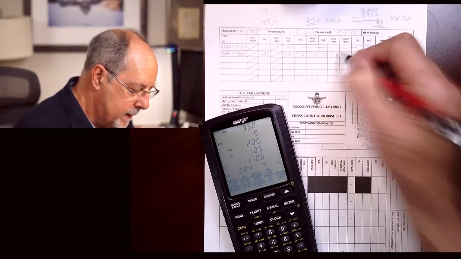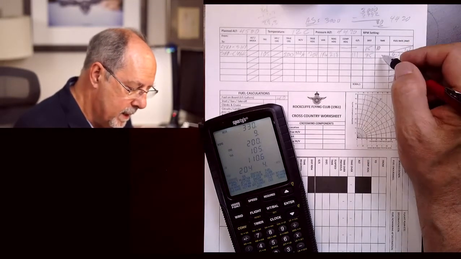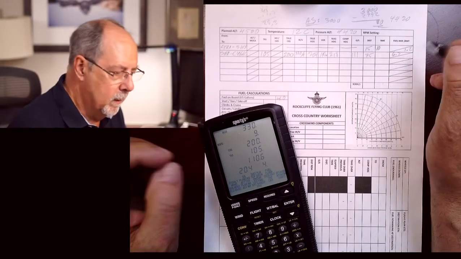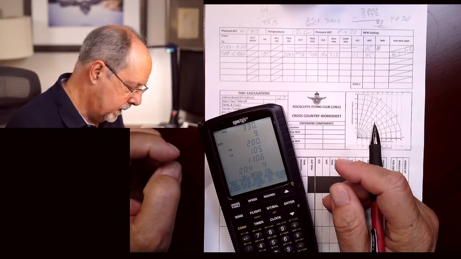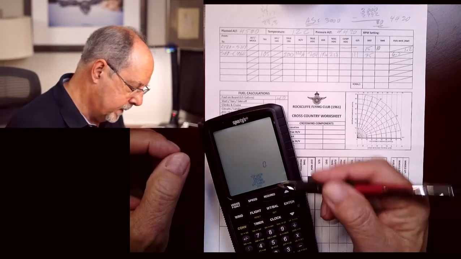So next, what do I need? Compass heading, I don't know. We'll see that later. What I need to know now is time and fuel amount. So let's see how I would do that. Maybe I'll do flight this time here. And here we go, leg time.